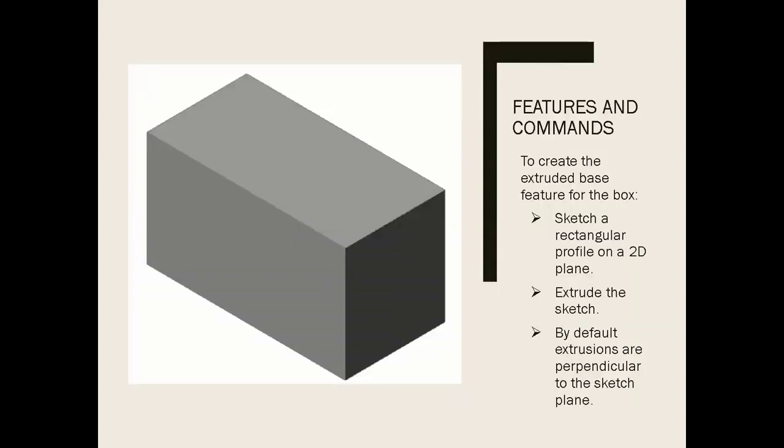To create the extruded base feature for this box, you select the plane you want to sketch on, you sketch a rectangle profile, you would dimension it to the size you want and make sure you're connected to the origin and your sketch is fully defined. Then you'll extrude the sketch. By default, your extrusions are perpendicular to the sketch plane.